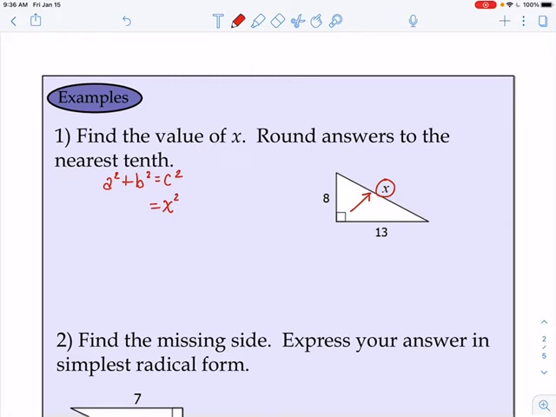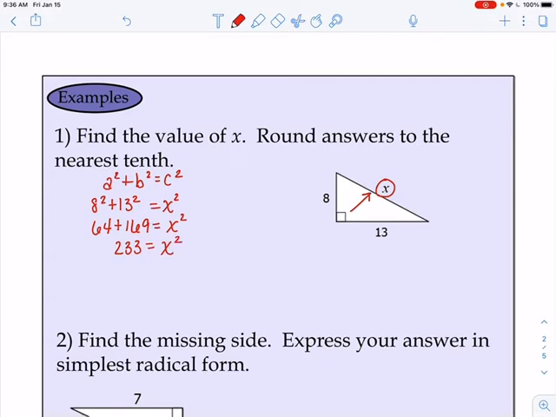And again, on the other side, it doesn't matter what you call A and B, so I'll do 8 squared plus 13 squared. Again, just make sure you're following order of operations here. We have to square the 8 and the 13 before we add. So 8 squared is 64, 13 squared is 169, and that's going to equal x squared. When I add 64 and 169, I should get an answer of 233. So 233 is going to equal x squared.